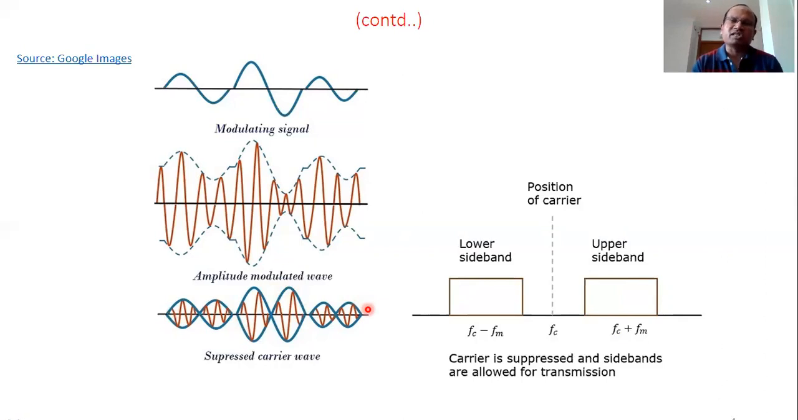They are mirrors of each other. The mirror image of the upper sideband will be the lower sideband, and vice versa. It means when you get the mirror image of the lower sideband, we will get the upper sideband. Therefore, look here, there are two signals which are mirror images of each other, and there is no carrier at all.